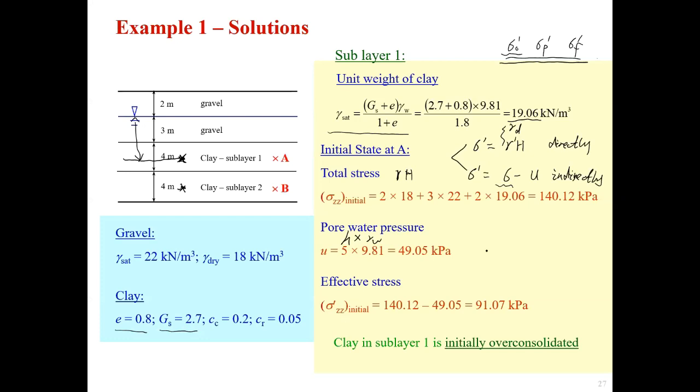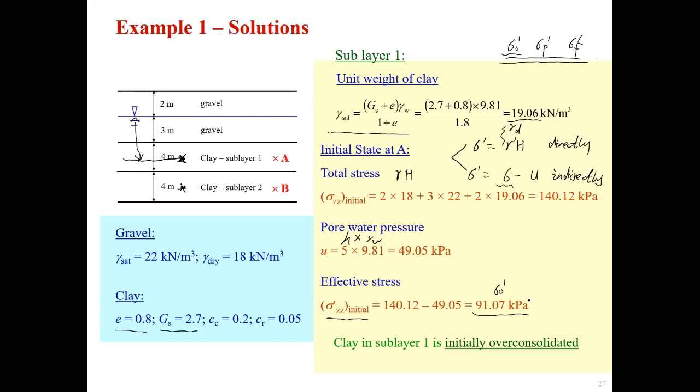So now this one, sigma zz initial prime, is what I call sigma O prime. Those are the general terms. Sigma O stands for the initial, F for final, and sigma P is the pre-consolidation pressure. Now this one is 91.07 kPa, which is less than 120 kPa, that's why it's in an OC state.